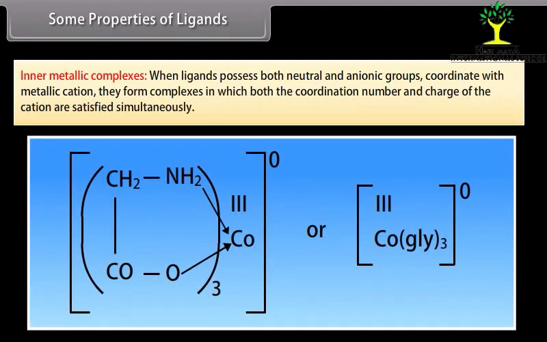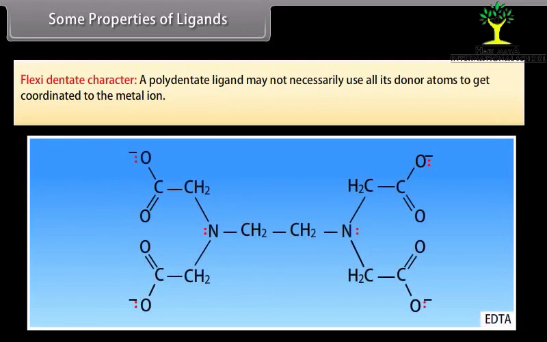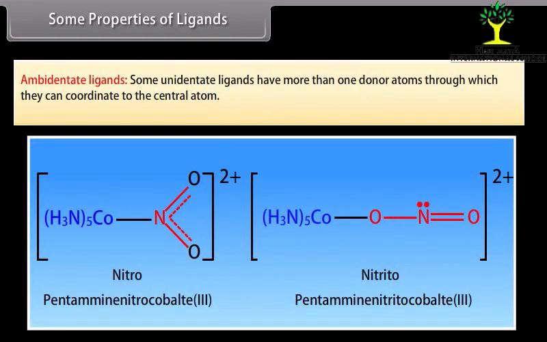Some properties of ligands. Inner metallic complexes. When ligands possess both neutral and anionic groups, coordinate with metallic cation, they form complexes in which both the coordination number and charge of the cation are satisfied simultaneously. Flexidentate character. A polydentate ligand may not necessarily use all its donor atoms to get coordinated to the metal ion. For example, EDTA can act as a hexadentate or a pentadentate or a tetradentate ligand. Ambidentate ligands. Some unidentate ligands have more than one donor atoms through which they can coordinate to the central atom.